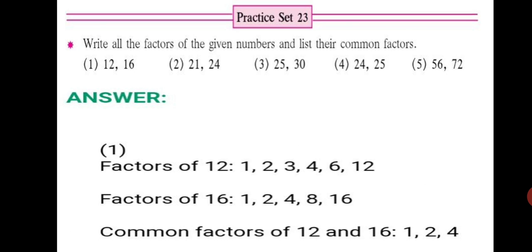So this way we got all the factors for 16. Now write them down. Factors of 16 are 1, 2, 4, 8, 16. Without doing the rough work also you can start listing by using tables. So for this you need to be good at tables.